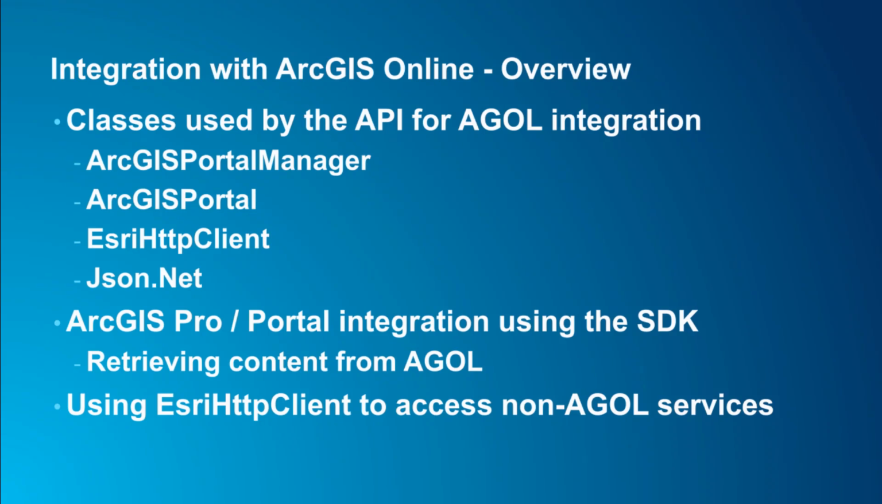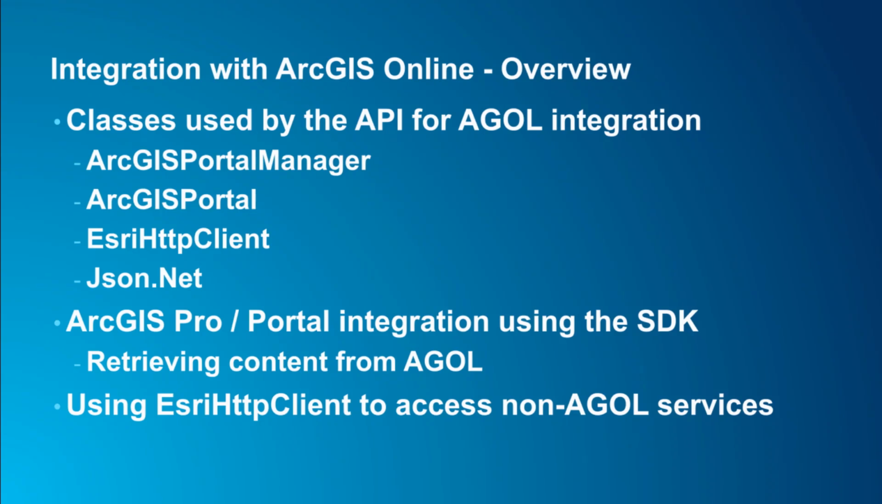We have the ArcGISPortalManager class. We have the ArcGISPortal class. We have EsriHttpClient. And we have a .NET class, JSON.NET, which is a utility class we use. We're going to show and explain that a little bit later.